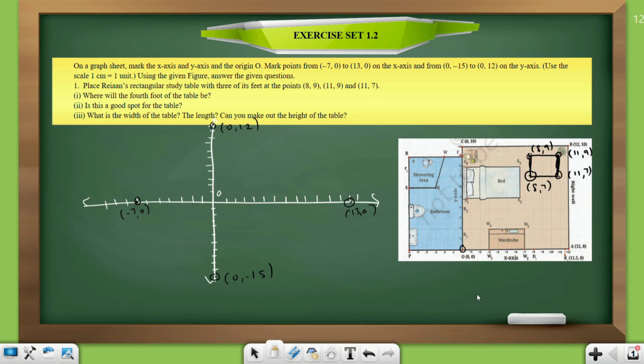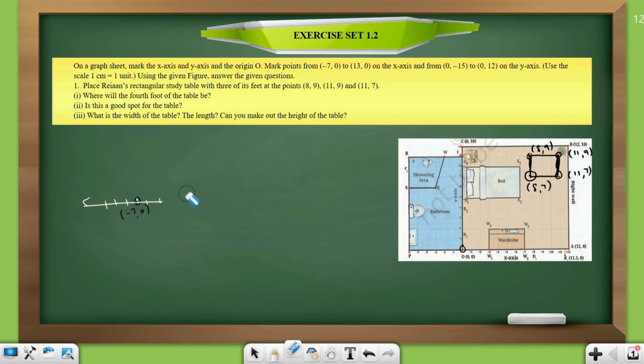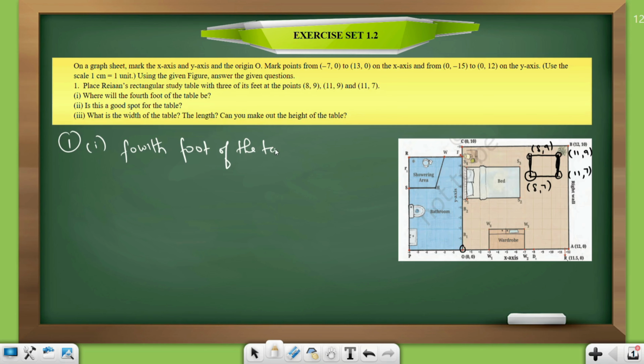So the answer for our first question is, okay, let's erase this part first. This is not required. So our answer for question number one, first part, where will be the fourth foot? The fourth foot of the table is equal to 8 comma 7.